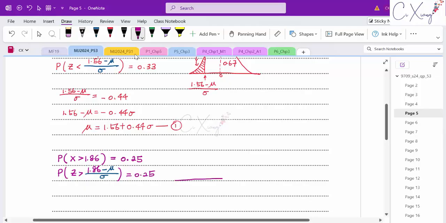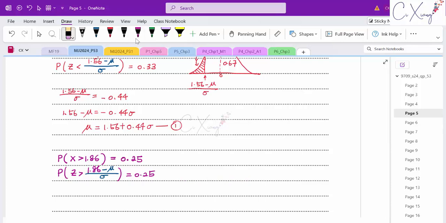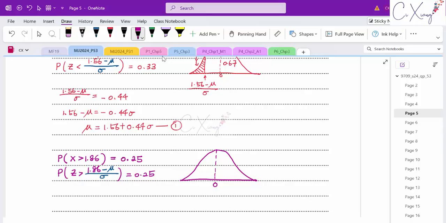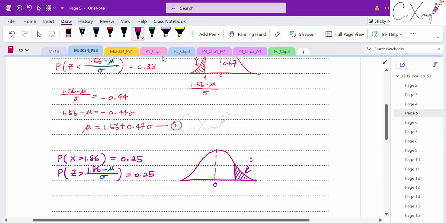Okay, then again, we try to draw one graph or one diagram according to the equation that we have here. So the normal graph is like this, symmetric about the line at 0 in the center. Then 0.25 is a small area. Z greater than this particular value has a small area. So that means the particular value of Z should be somewhere here, so that you will have a 0.25 small area. Greater than means you shade the area on the right hand side.